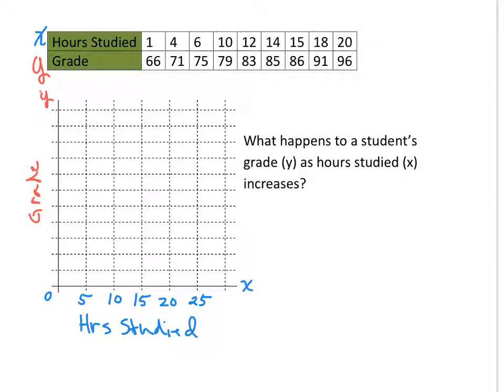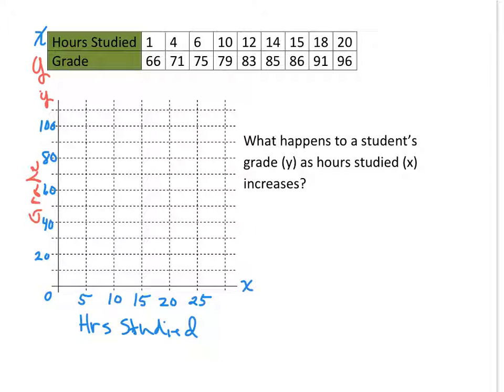Because your grade goes up to 96, we don't want this to go from 66 to 96, because that would be deceptive. We have to go from 0 to 96, so why not go from 0 to 100? So we've got 1, 2, 3, 4, 5, 6, 7, 8, 9, 10. I'm going to label every other one, so this is going to be 20, 40, 60, 80, and 100.